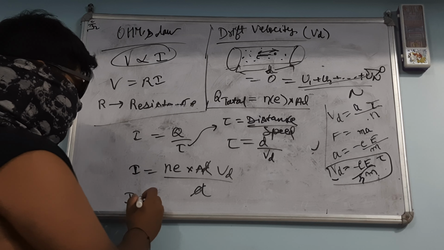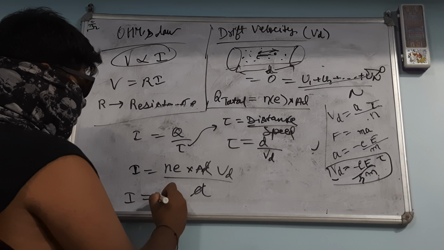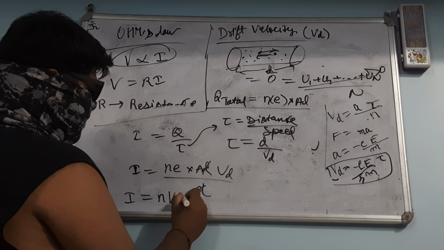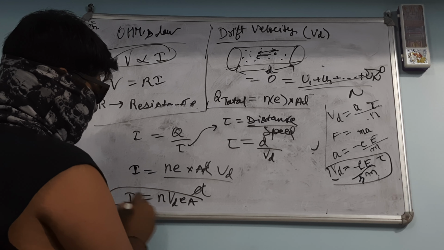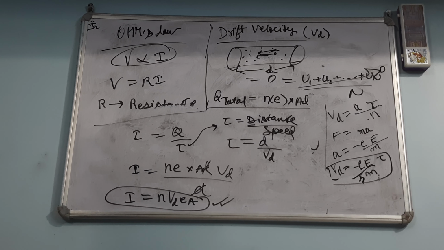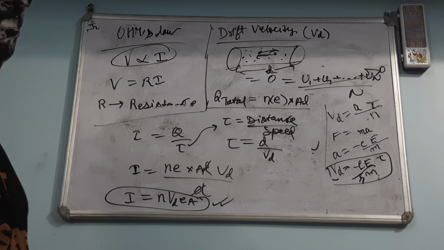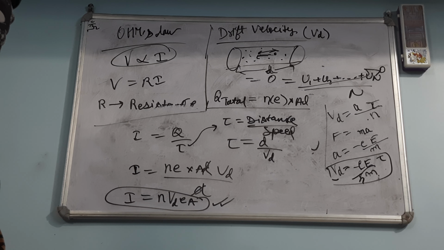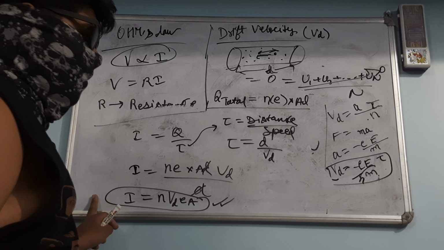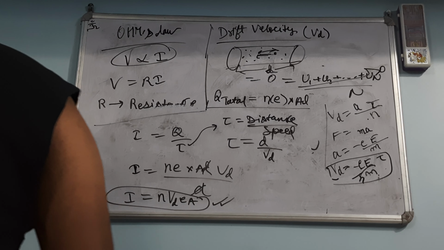This is a really important formula. I is equal to n Vd, drift velocity, into charge into area. So this is a really important formula, and it's used in a lot of questions. So this was drift velocity and the formula of I with drift velocity.